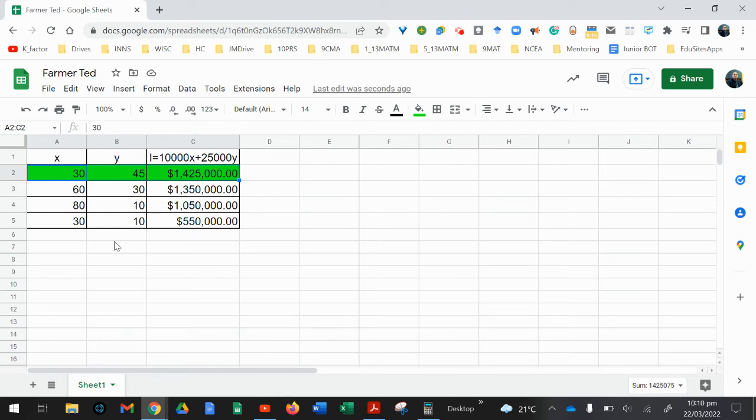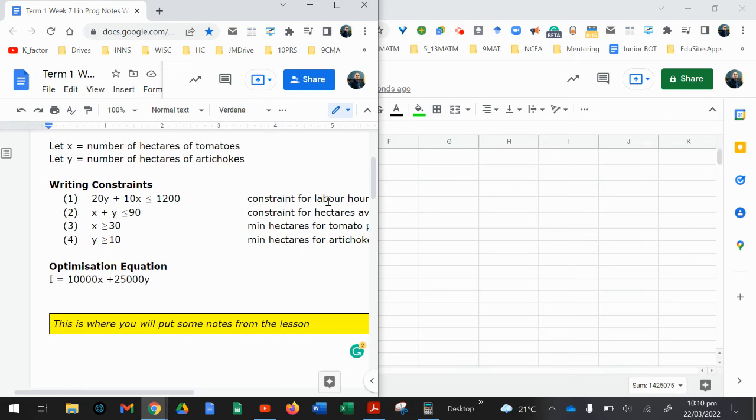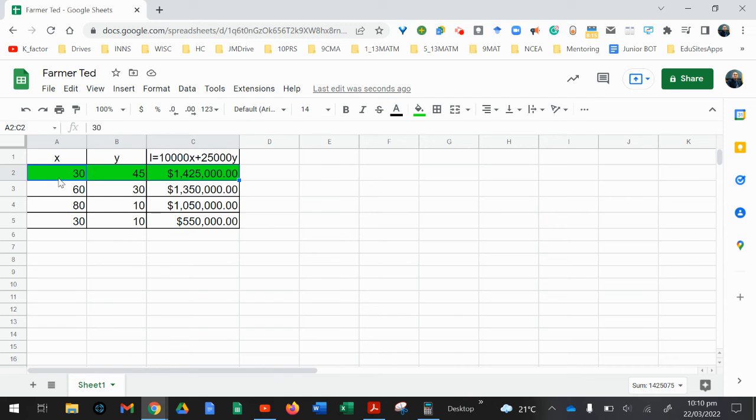So in this context, for Farmer Ted to meet all his constraints of minimum labor hours, minimum hectares for planting, and meet his contracts, he has to plant 30 hectares of tomatoes and 45 hectares of artichokes, and in doing so he makes an income of $1,425,000. I got the dollar sign by clicking on that. Okay, if you don't have that, go to format and you can get a dollar sign done.